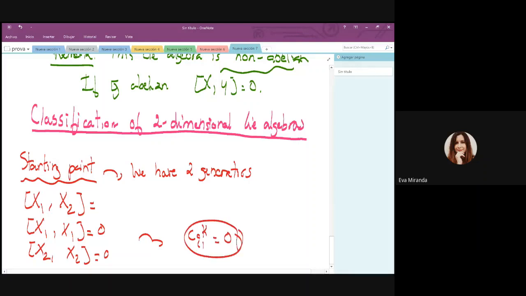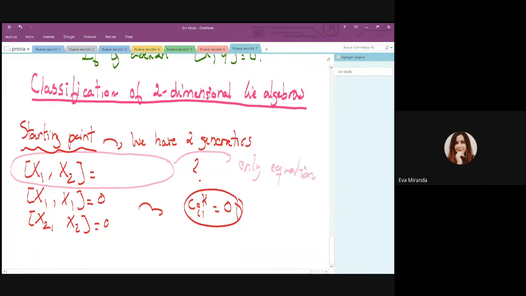Now I want to look at this equation. If we're in dimension 2, that's the only equation we need to look at. Indeed, that's the only equation governing this classification of Lie algebras, and that's what we need to understand.